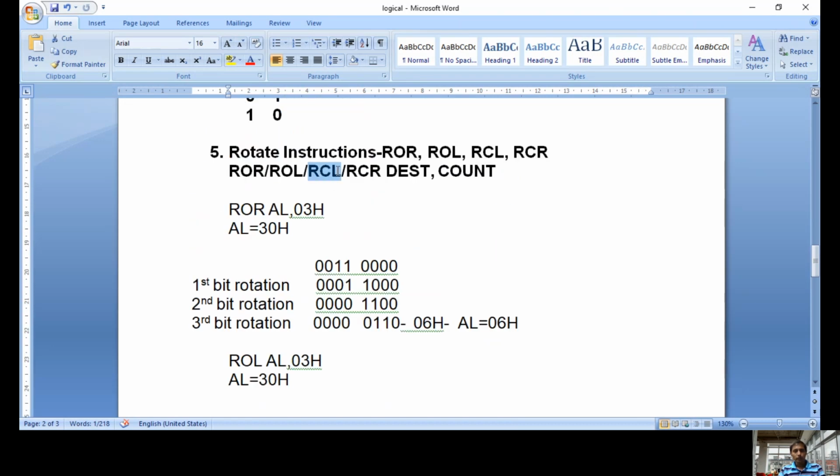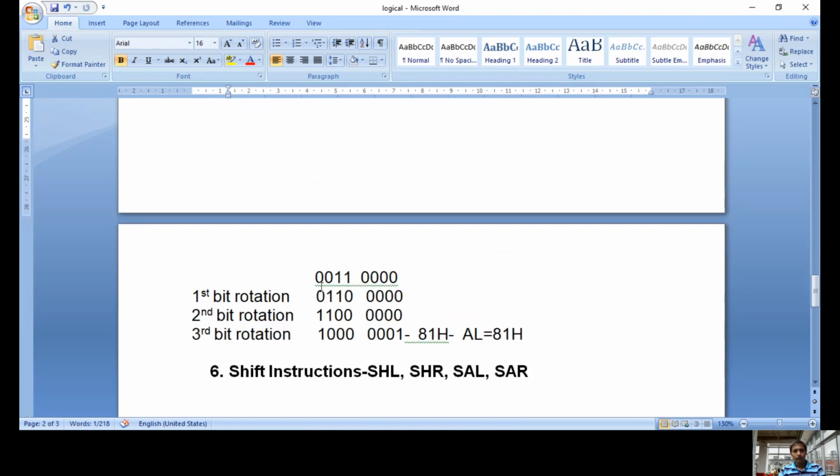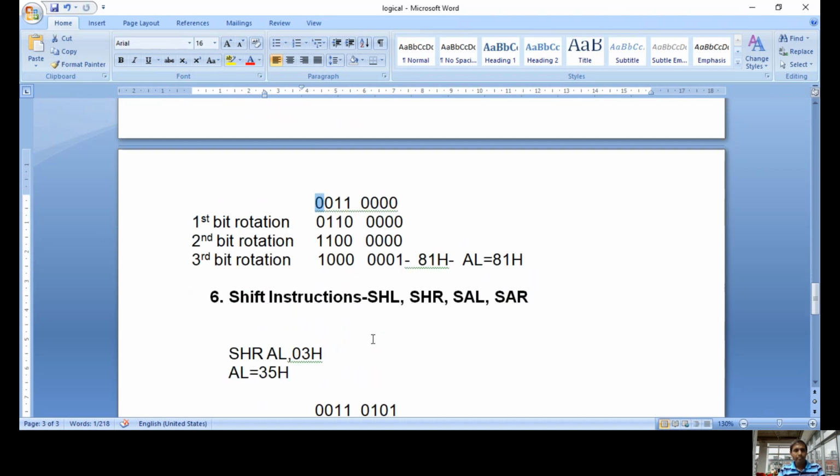RCL is nothing but rotate left through carry. Here in this example, the carry bit value will move to the LSB, then the remaining will adjust accordingly. Instead of moving the MSB bit into the LSB, the carry bit value is moved and the remaining bits are adjusting accordingly, if it is through carry.